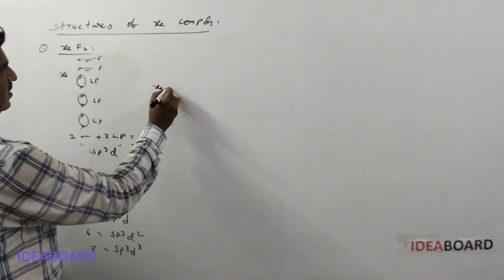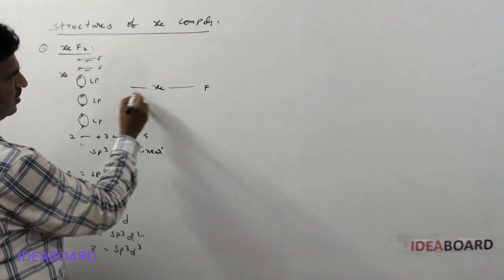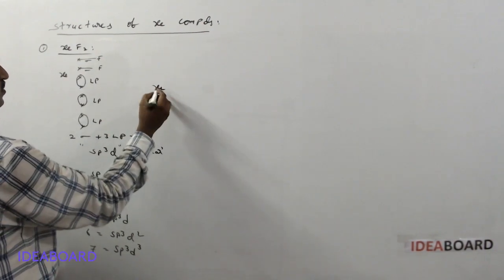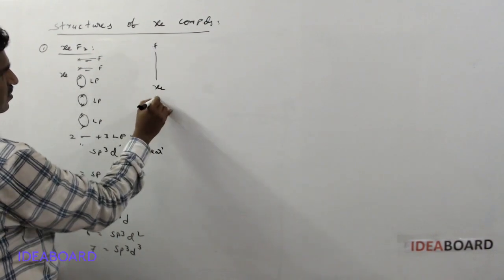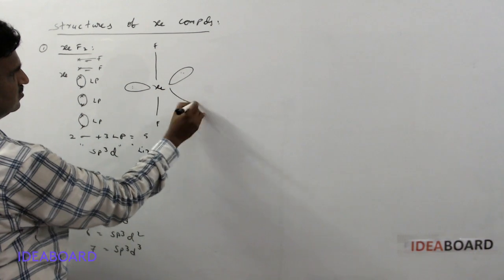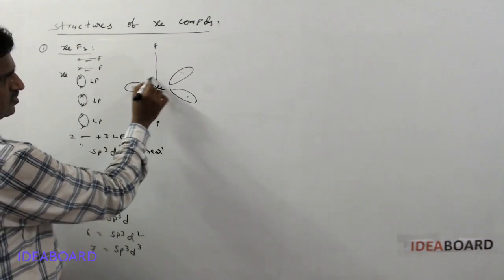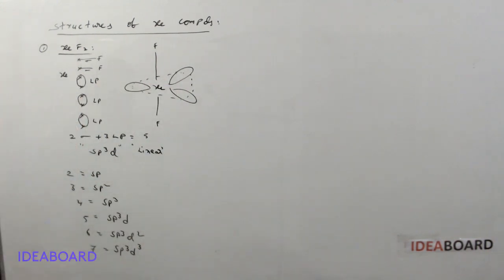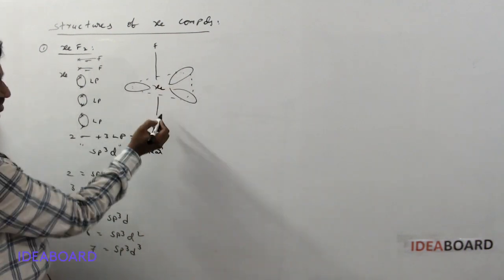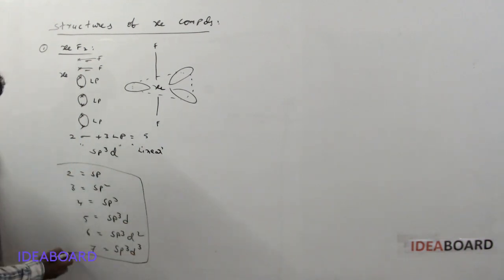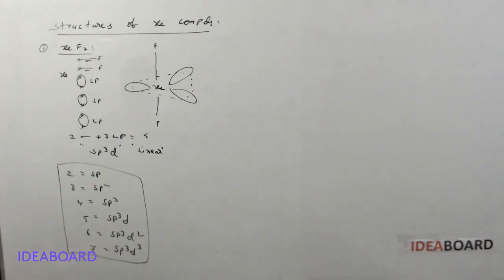So I can write like Xe and here one F and this is another F, and the remaining 3 lone pairs we can indicate like this. So these 3 lone pairs are present in the equatorial position, and the 2 bond pairs are present in the axial position. That is the XeF2 molecule. How much is the angle? It is 180 degrees. So this is the simplest way to find the hybridization of XeF2.